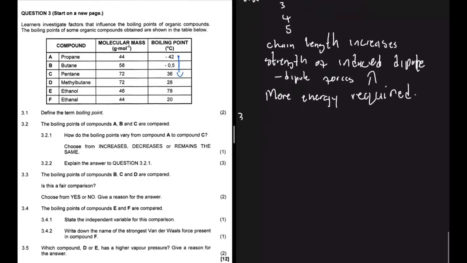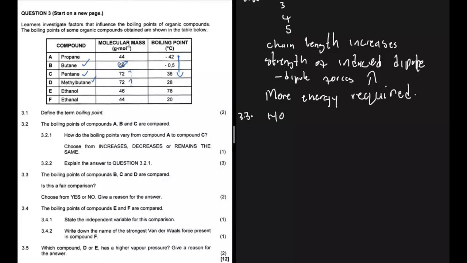And then 3.3 says the boiling points of compounds B, C, and D are compared. Is this a fair comparison? So let's go look at B. Here's B, which is butane, C, which is pentane, and D, which is methyl butane. If we look at the molar mass of B is 58, the molar mass of C is 72, and the molar mass of D is 72. So no, I don't think this is a fair comparison.